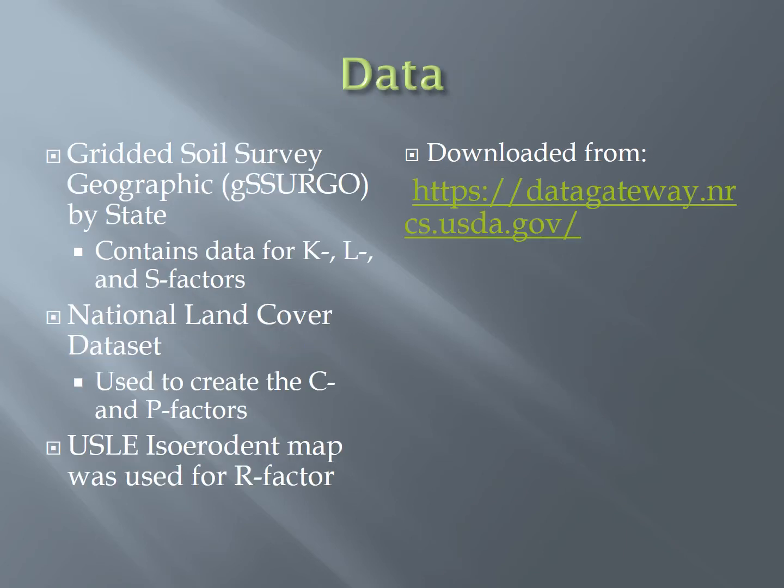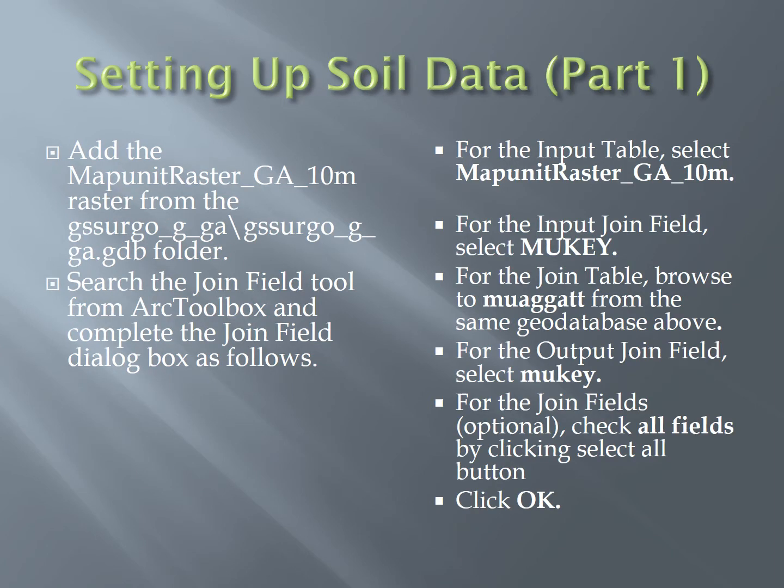We use different data, and rasterized data had to be created for each factor for the RKLSCP. The K, L, and S factors were obtained from the gridded gSSURGO data, which is downloaded from the USDA NRCS geospatial data gateway. The national land cover data was used to create the C and P factor. And the USLE iso-erodent map was used to find the R factor for the area of interest at Sapelo.